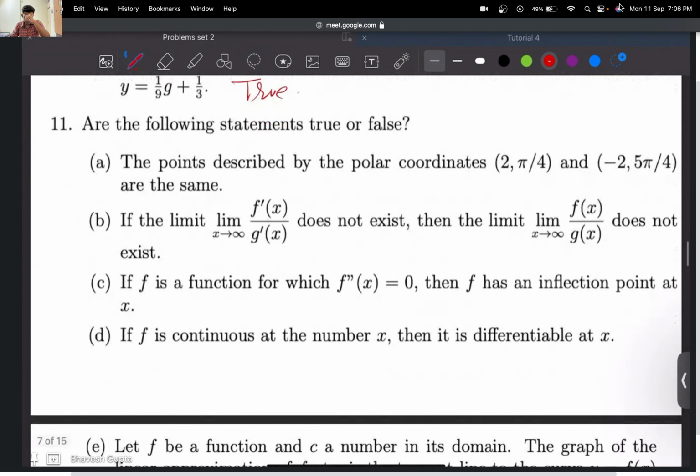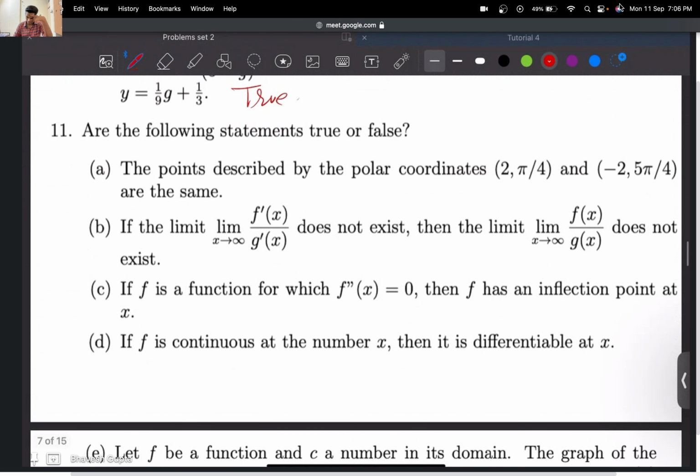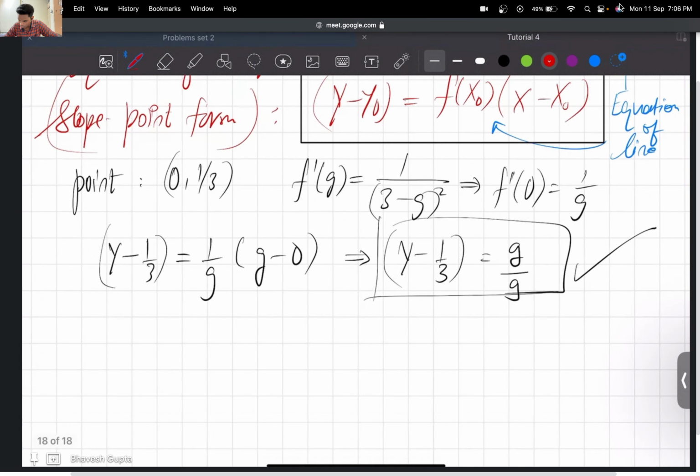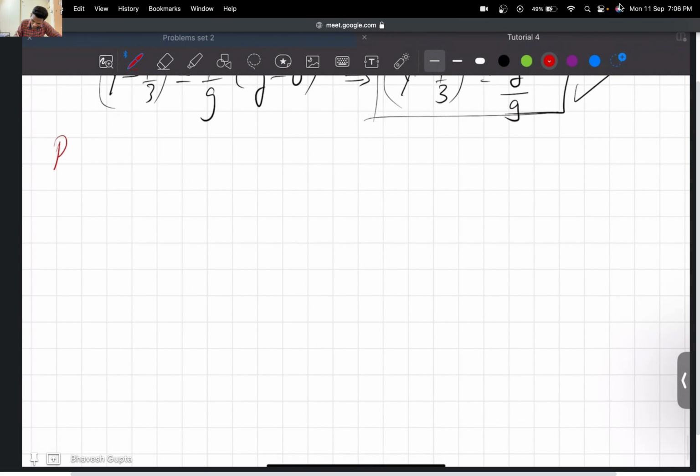So the 11th question is basically again a true or false question, where the first point tells you the points described by the polar coordinates are the same. So first of all, I need to tell you what the polar coordinates are, in case any of you don't know. The polar coordinates are basically r comma theta.